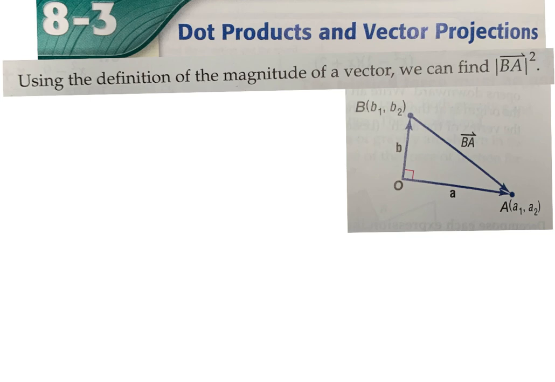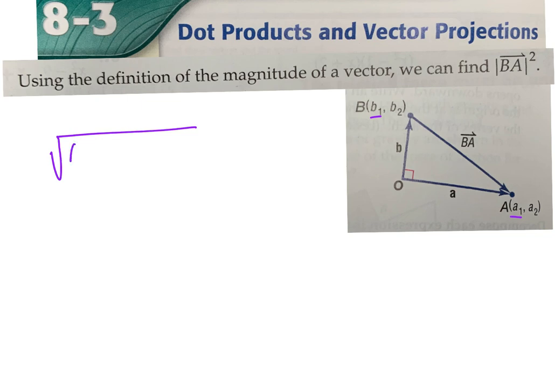So it says, using the definition of magnitude of a vector, we can find its square. And so we are going to take just the distance formula. That's what we're going to use here. From what we know of distance formula, we will take our A1, that's our ending, right? Our A1 minus our B1, that's just our x's. Think of it as x's.